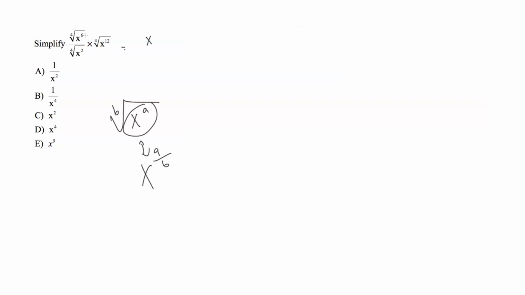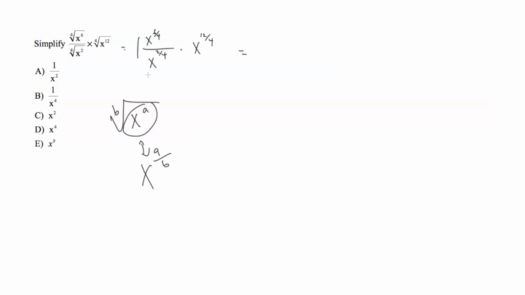We have 6 here, which becomes the numerator. 4 is the power of the root, so that becomes the denominator. Here we have x squared, and that's under the fourth root. So we have x to the 2 over 4. We're going to multiply this times x to the 12 over 4. So hopefully you follow along with that.